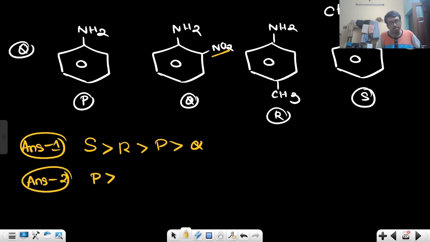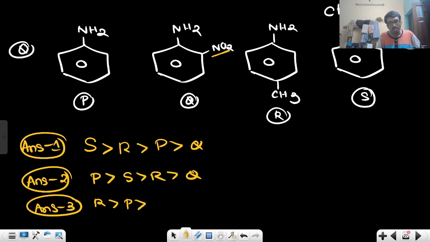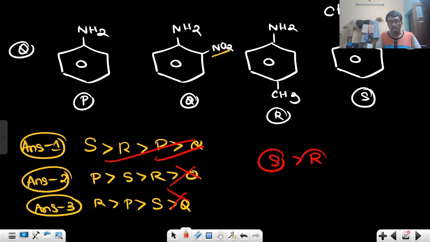Second answer. P will be maximum, followed by S, followed by R, followed by Q. Third answer. Directly giving through the ring, mesomeric effect, R maximum. P is having nothing. Then they are saying S, and at the end they are saying Q. Three answers. Correct answer is this one. These 2 are wrong. Correct answer is S, R, P, Q.